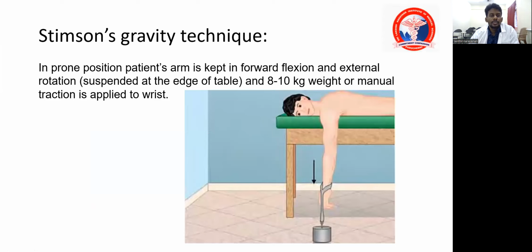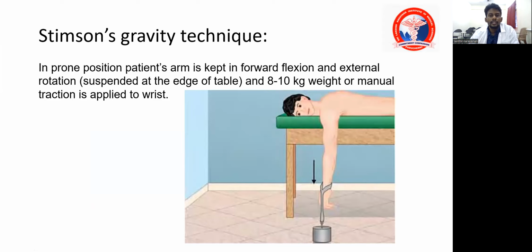This is the Stimson's gravity technique. In prone position, the patient's arm is kept in forward flexion and external rotation, suspended at the edge of the table, and 8 to 10 kgs of weight or manual traction is applied to the wrist.